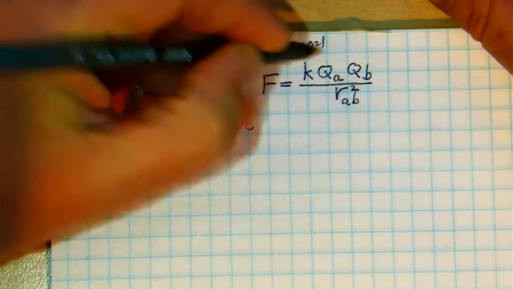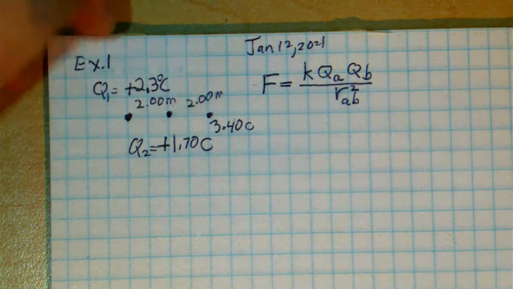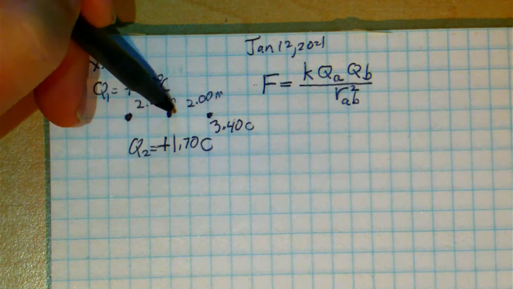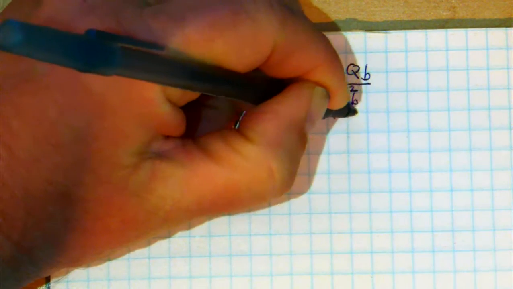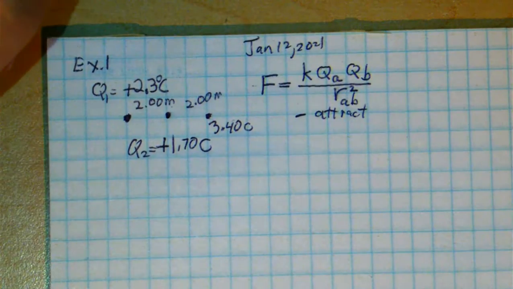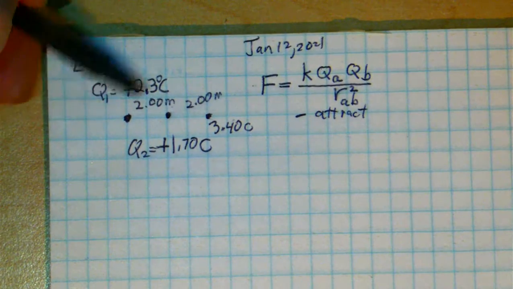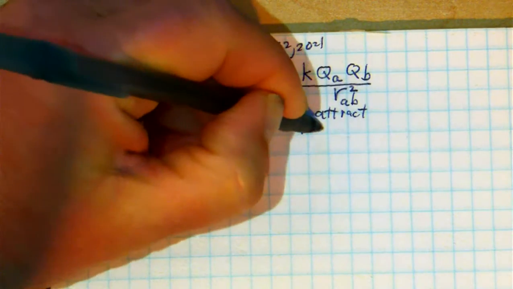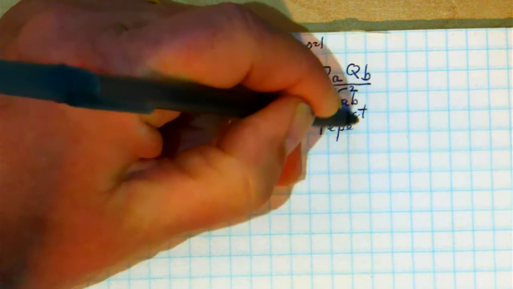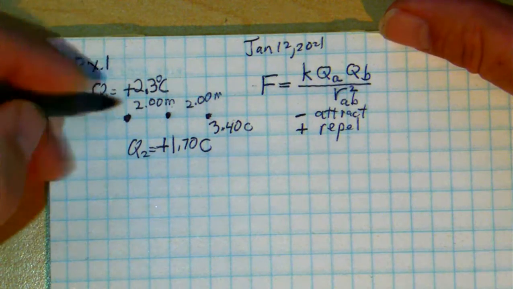One more reminder, since opposite charges attract, if one is positive and the other is negative, then the minus sign in Coulomb's law means they attract. Like charges repel. So if I have a positive times a positive or negative times a negative, that's also a positive. That means a positive result is repelling each other. Okay, so here we go.